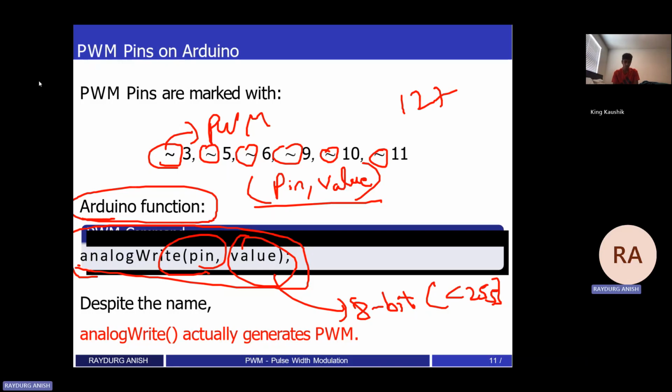And the pins which are compatible are 3, 5, 6, 9, 10, 11. Actually, it is 11, 10, 9, 6, 5, 3. That's what I told you, right? Everything is covered.